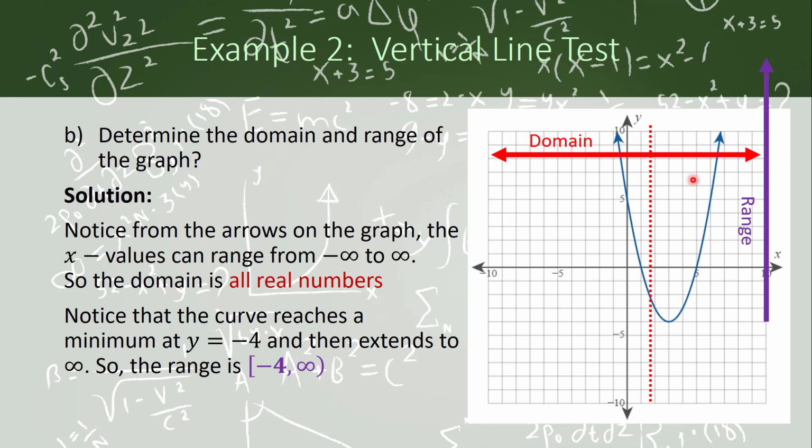However, it's going to go all the way up to the infinities. So as a consequence, the range is going to be the half open interval from negative 4, including negative 4, all the way to infinity. And of course, since it's infinity, we can never reach infinity, so that gets associated with a parenthesis. So here, the domain is all real numbers, and the range is the half open interval from 4 to infinity.